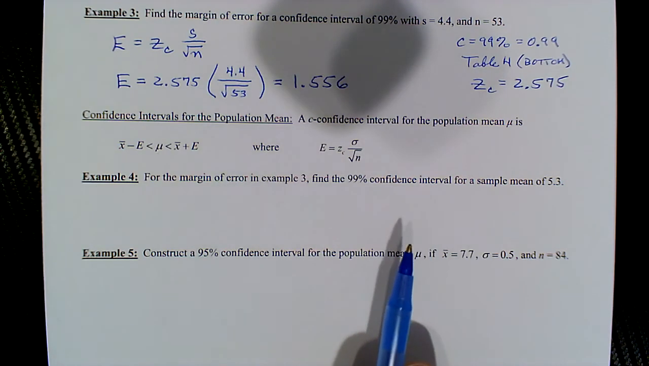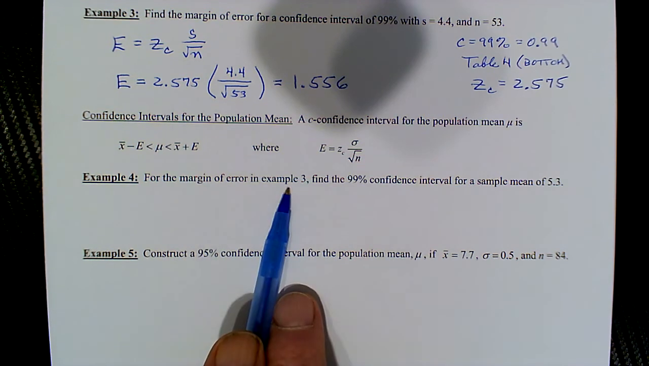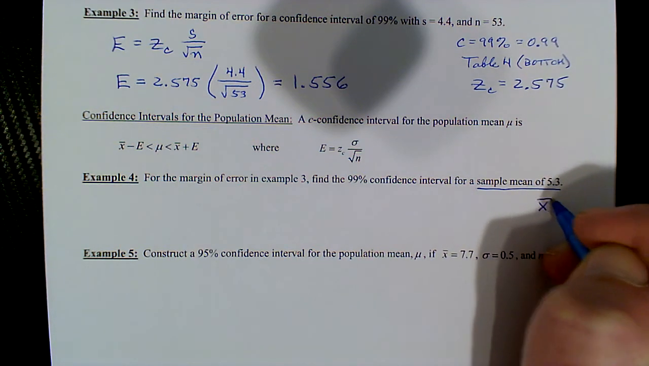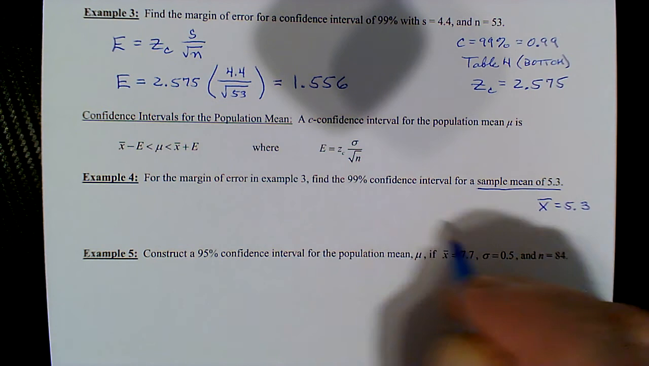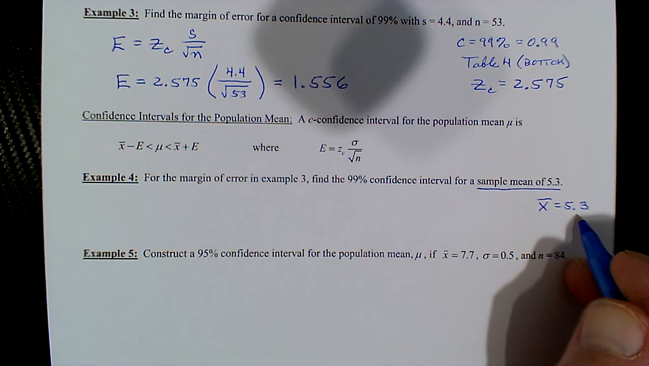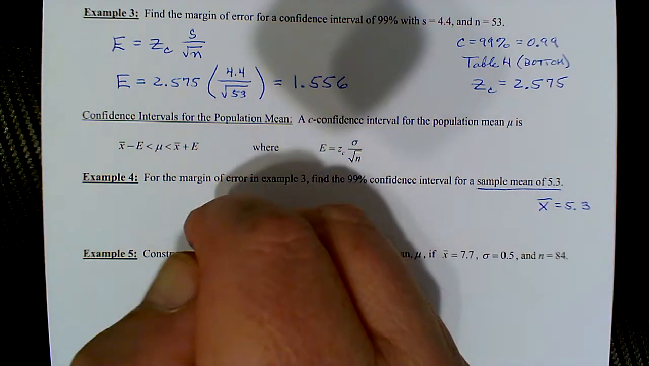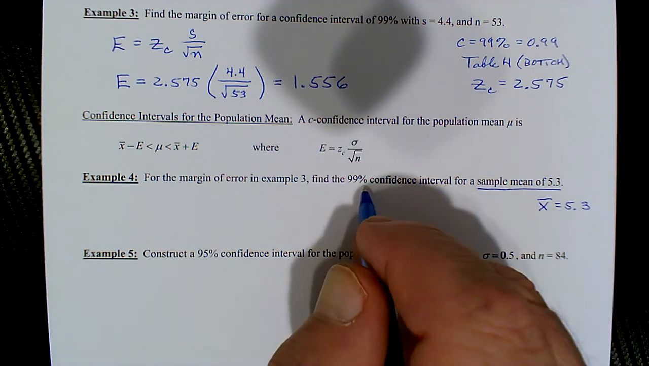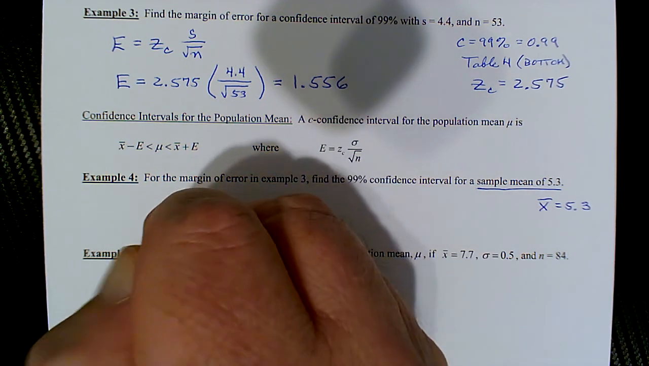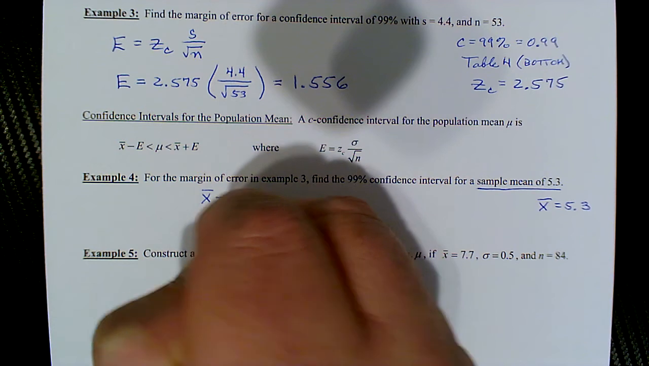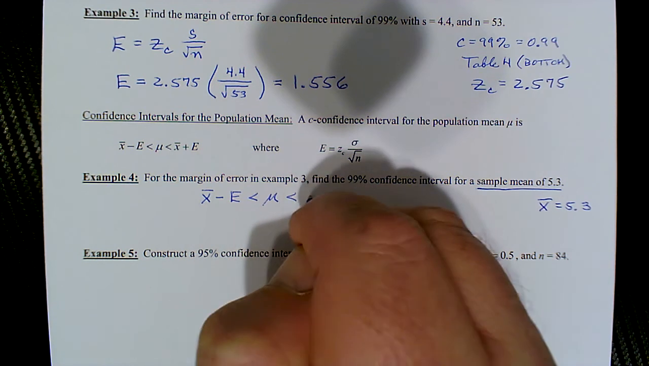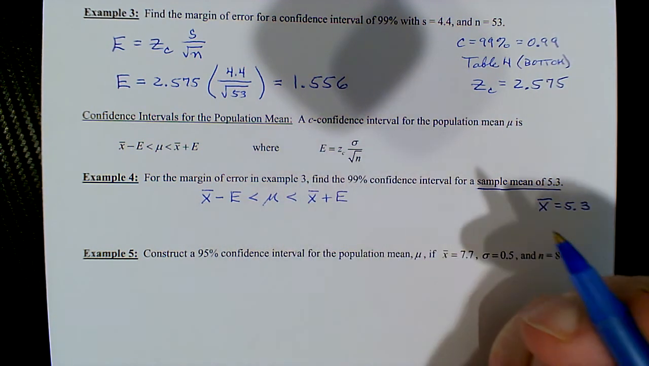So for now, let's take a look at this. For the margin of error example 3, find the confidence interval for a sample mean of 5.3. All that we're doing here is leading you up, in little pieces, to the big picture. The sample mean is 5.3. We want to find the 99% confidence interval, which corresponds to the margin of error we just found. So x bar minus E is going to be the left end point, and the population mean mu is going to be greater than that and less than x bar plus E, which is going to be the right end point.